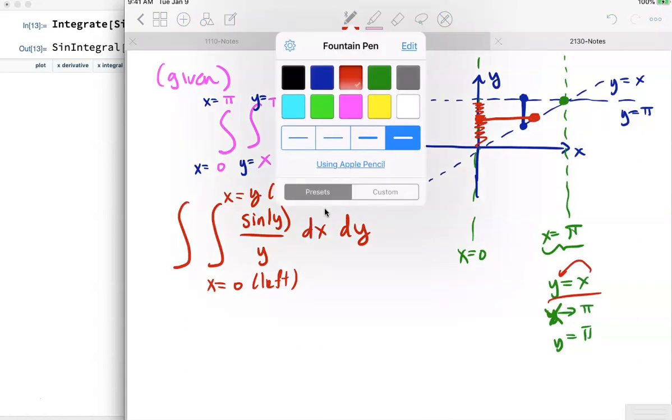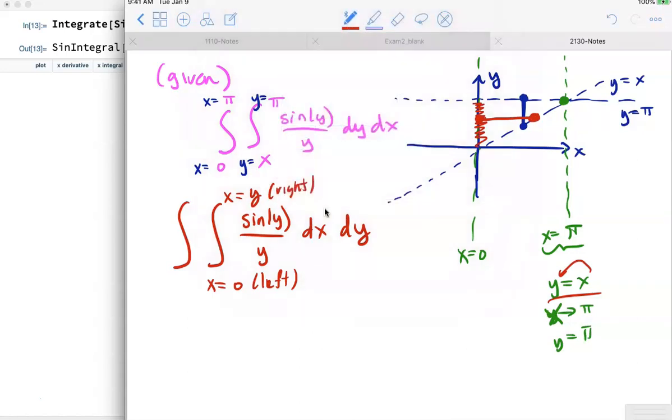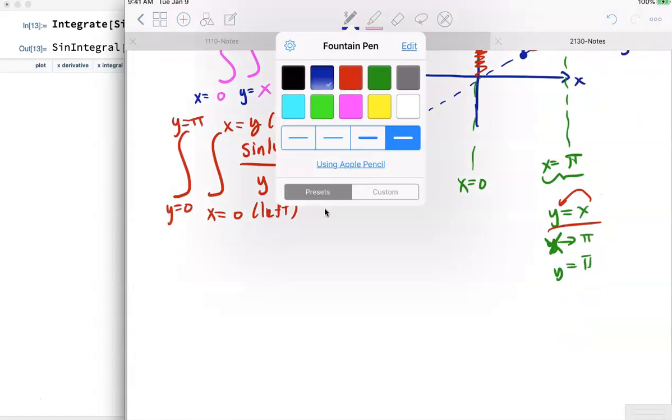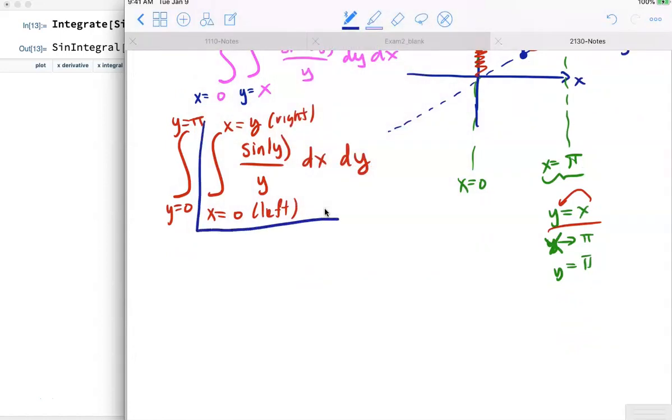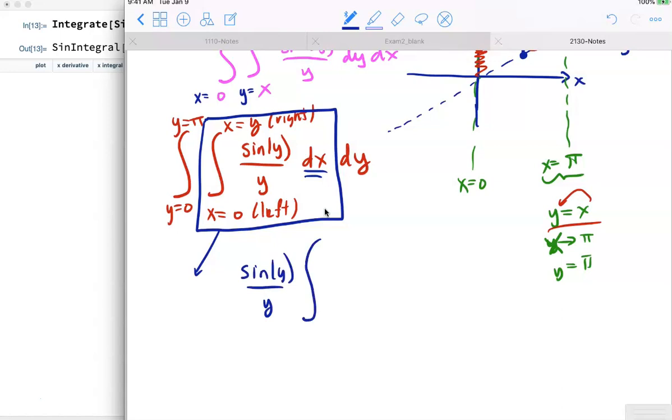Y is going from 0 up to y is equal to pi. Now, the claim is that this integral, now that we've set up the integral in a reverse order of integration, can be evaluated because we are now integrating with respect to x, and sine of y over y are functions of y, so they are constants, and therefore can come out in front of the integral.